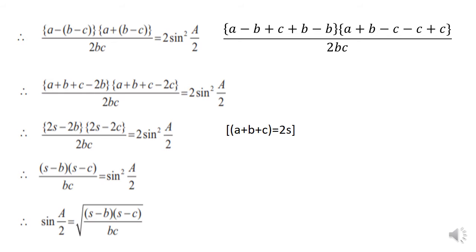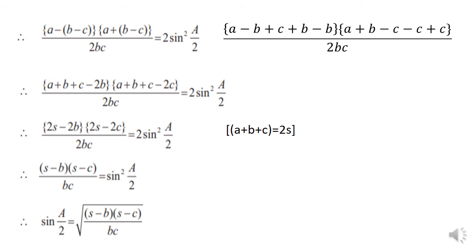Then, in the next step, now a plus b plus c is actually 2s. Initially, we had seen that. So, a plus b plus c is 2s. So, thus we get 2s minus 2b into 2s minus 2c upon 2bc is equal to 2 sine square a by 2.